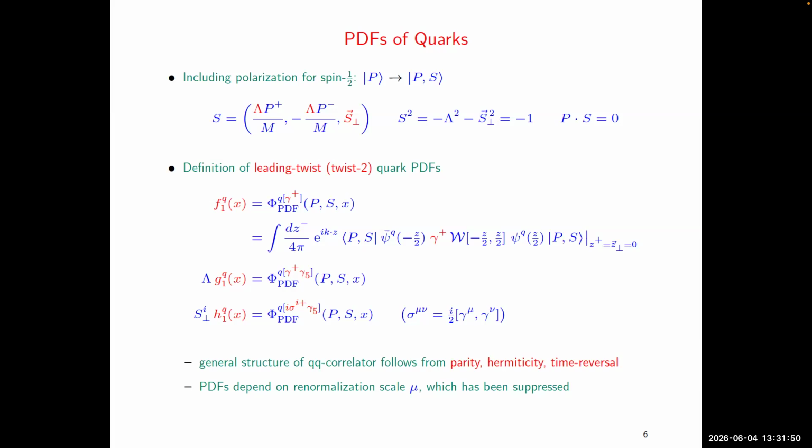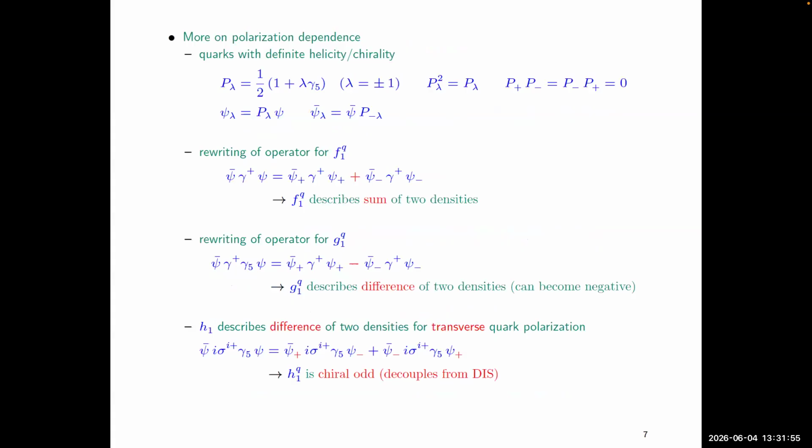So let me elaborate a little more on the interpretation of these functions. For this, I'm using these projection operators onto quark states with a definite helicity or chirality. If we neglect masses, these two are actually exactly the same. So if lambda here is +1, we are projecting onto a positive helicity or chirality state. If it's -1, onto a negative helicity state. And you can readily verify that these operators satisfy the usual properties of a projection operator.